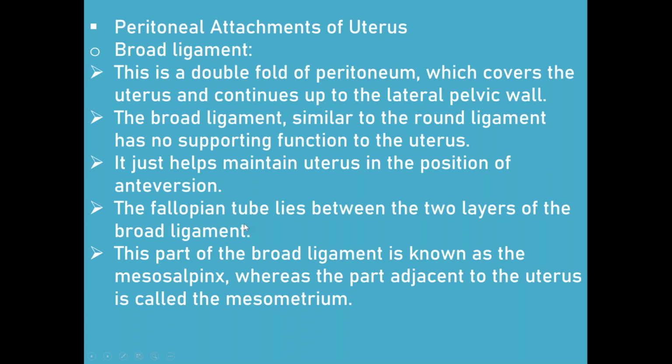The fallopian tube lies between the two layers of the broad ligament, and this part of the broad ligament is known as the mesosalpinx, where the part adjacent to the uterus is called the mesometrium. So this is about the broad ligament.